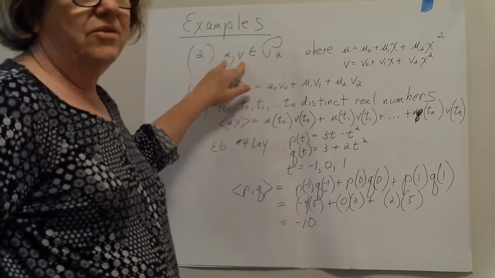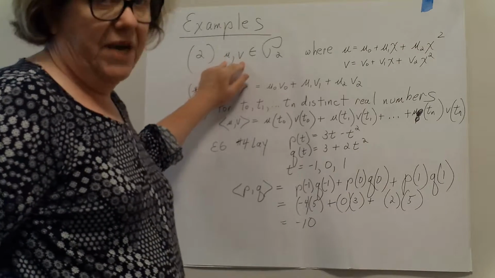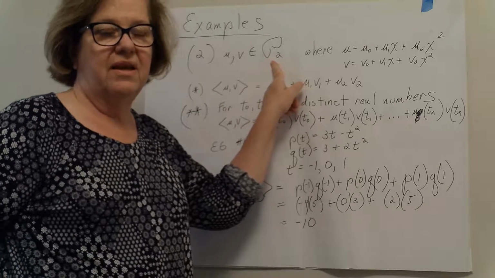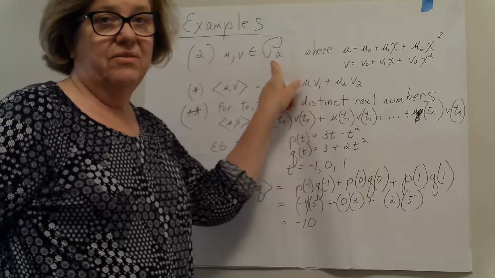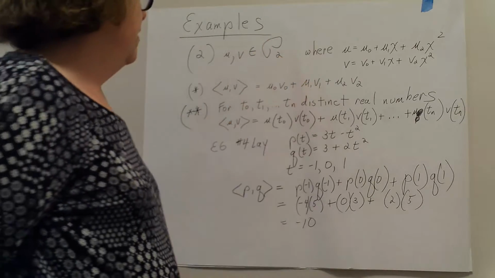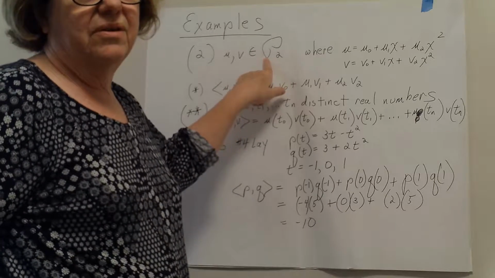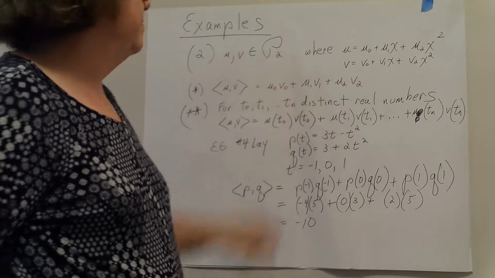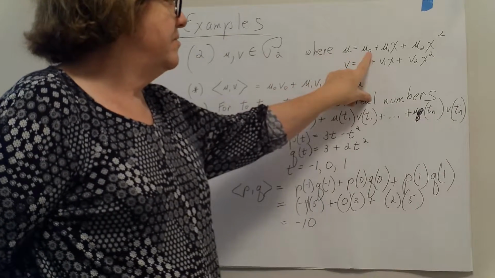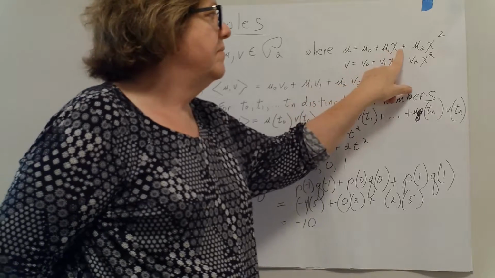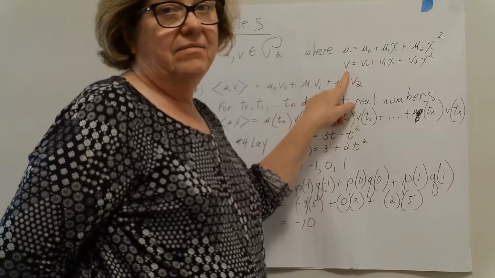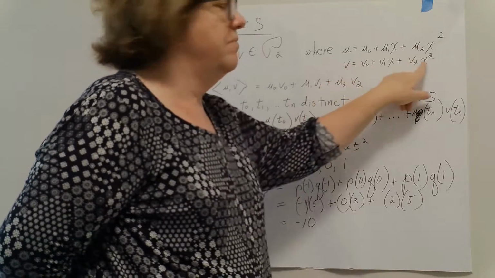So I'm going to let u and v be vectors in this space. This space is the set of all polynomials of degree less than or equal to 2. That's what the script P2 is. So I'm going to write out u. U is some constant plus u1 x plus u2 x squared. V is the other polynomial that I'll write this way.